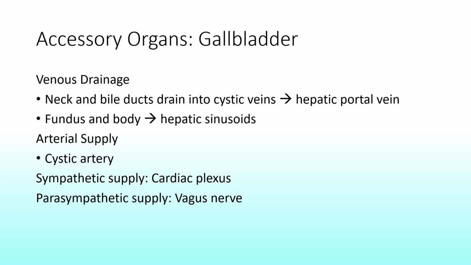Okay, now let's talk about the drainage. So for the venous drainage, the neck and bile ducts of the gallbladder drain into the cystic veins and then into the hepatic portal vein. The veins from the fundus and the body of the gallbladder will drain into the hepatic sinusoids. For the arterial supply, it's supplied with the cystic artery. Sympathetic supply is through the cardiac plexus, and then the vagus nerve is responsible for the parasympathetic supply.